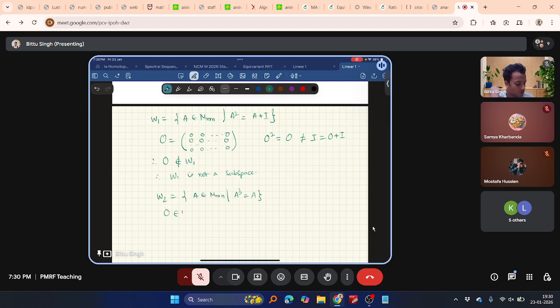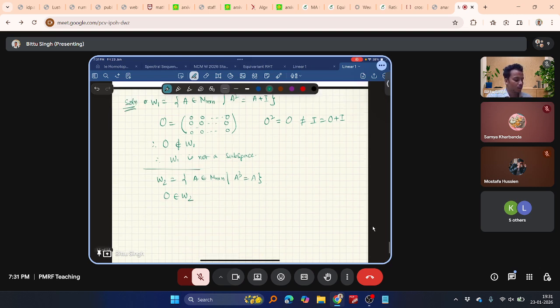This is not necessary to check, but we should always check this condition first because it will immediately discard a condition, like what we have seen in the case of W1. So 0 belongs to W2, it is okay. Now this is not true. Let us see why this is not true.